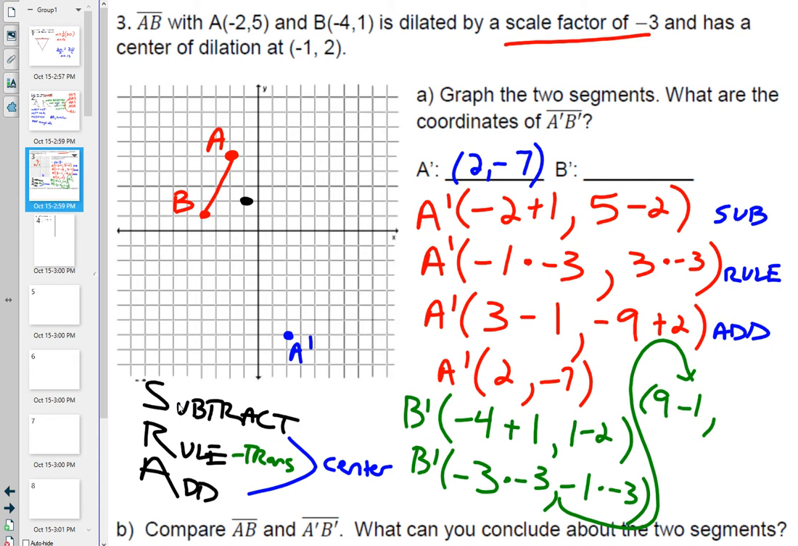And then we're at 8. Negative 1 times negative 3 is 3, and then add back the 2. So yeah, Jair was right. 8, 5. 1, 2, 3, 4, 5, 6, 7, 8. 1, 2, 3, 4, 5.